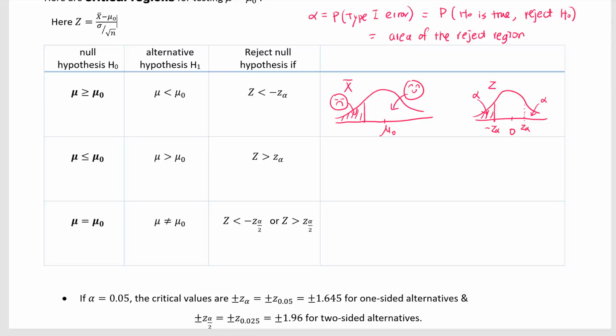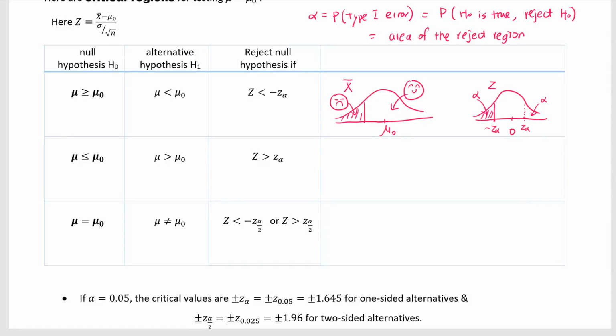So the critical region, which is the area, the region is when z is less than minus z alpha. If z is smaller than minus z alpha, we will reject it. Here we're looking for a reject region with area alpha. So the area equals alpha. That's the picture of when the alternative hypothesis is one-sided and it's mu less than mu 0.